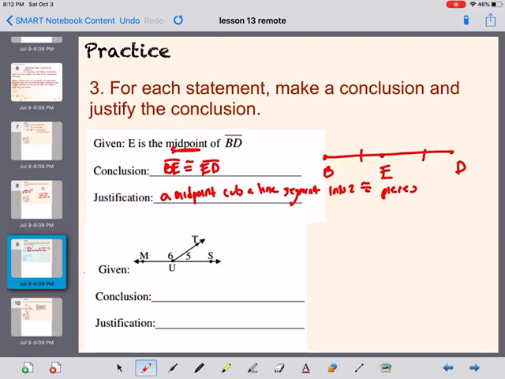Second one here. Given, what can you conclude? So there's definitely more than one answer here, but I'm going to say angle 6 plus angle 5 equals 180. And my justification, I'm going to say two angles that form a straight angle sum to 180. And you could probably word that in a couple different ways.